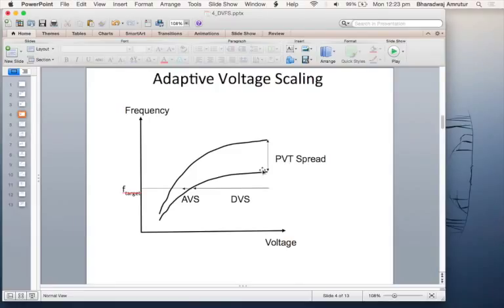So what do you do? How do you deal with that? That is where adaptive voltage scaling comes in. We'll just have a look at that. Before that, let's look at dynamic voltage scaling.